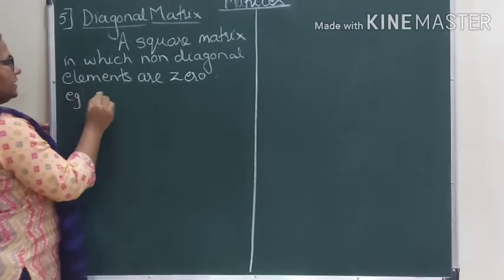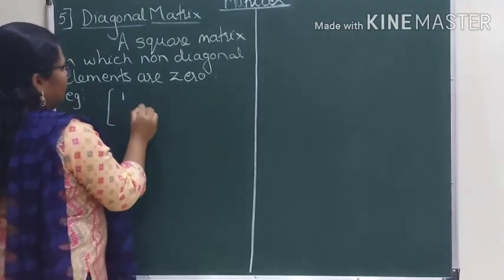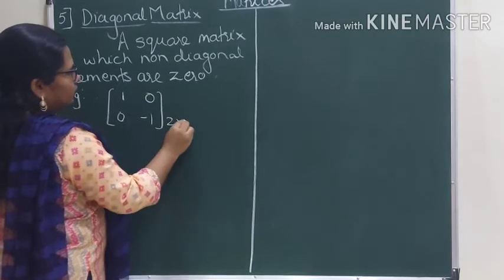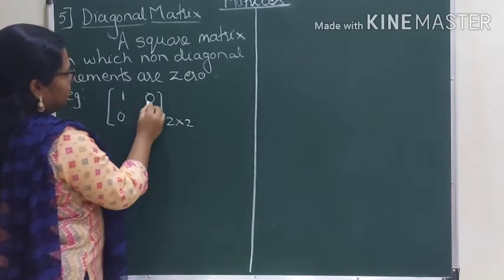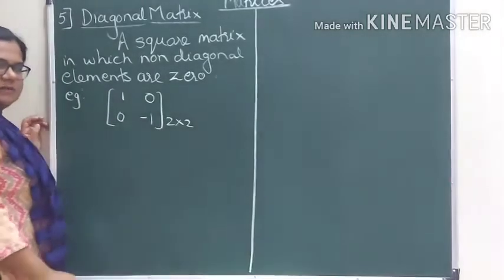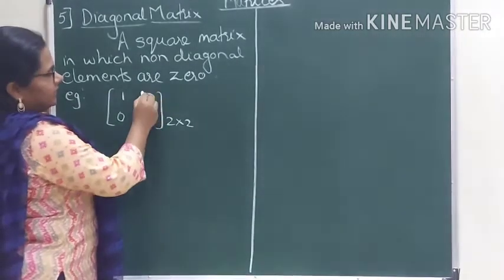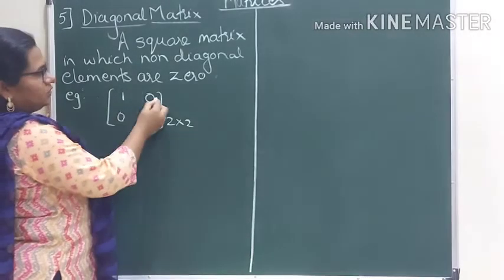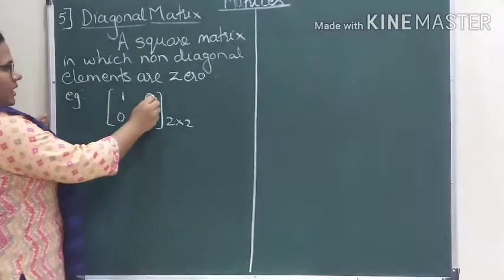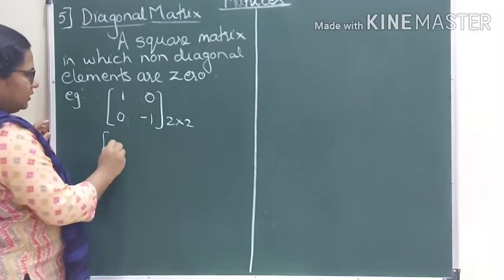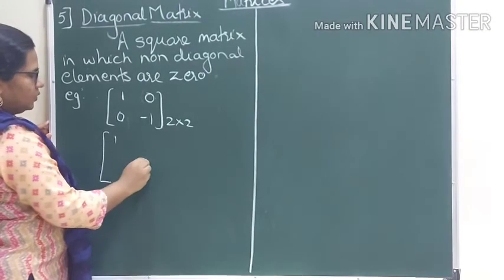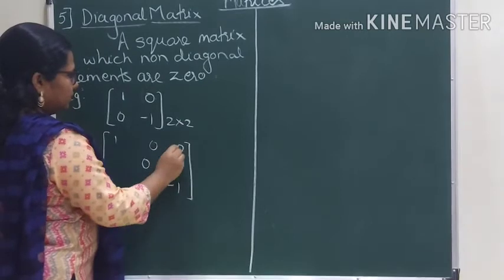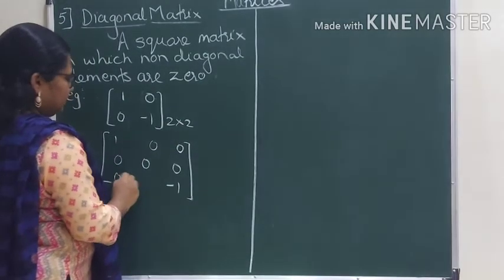So we can see an example: 1, minus 1, 0, 0, an order 2 matrix. So these are the diagonal elements. Non-diagonal elements are 0. This is an element above the diagonal, this is an element below the diagonal. Now next we can take the example 1, 0, minus 1, 0, 0, 0, 0, 0, 0.